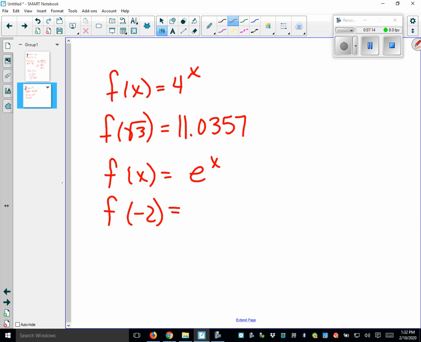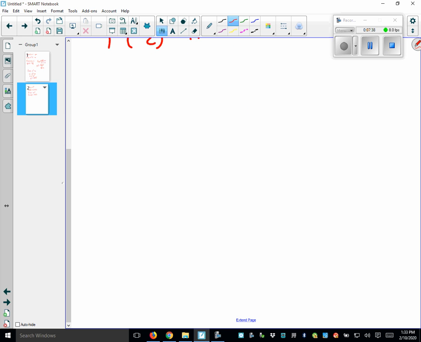Do you have it? I do. 0.135. Point what? So what did you all get? So we're good with that? We're going to graph a function. You graph a function. This is the function that you're going to graph.